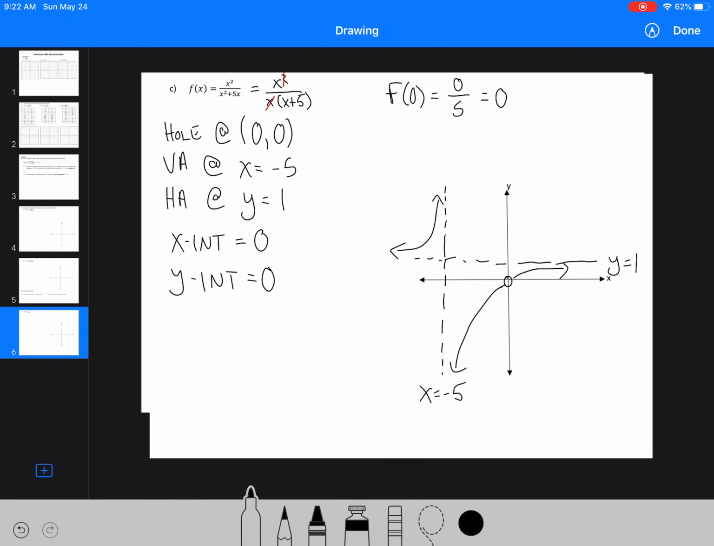If you're ever confused on these graphs, you can use either a graphing calculator or something like Desmos to check your answers and see where you've gone wrong. The only issue with a lot of those is the holes don't actually show up unless you click on the point. So you'd have to click on 0, 0 to see that it was a hole, and then you'd actually see the whole value. It would show up as a hole, but other than that, they do show you the general shape quite well.